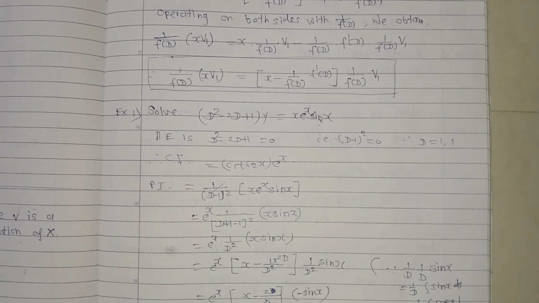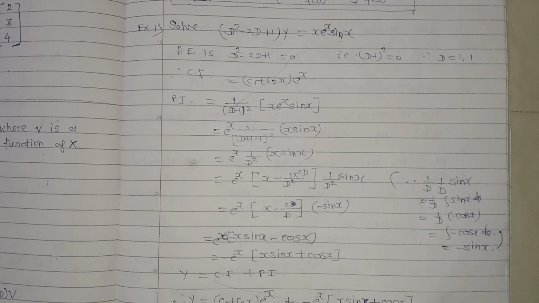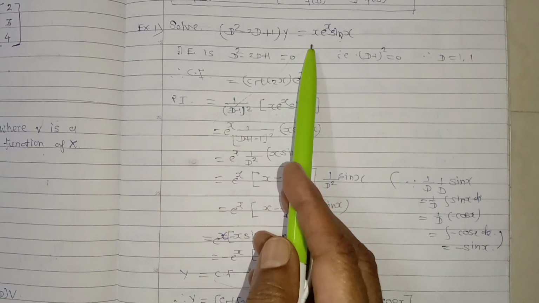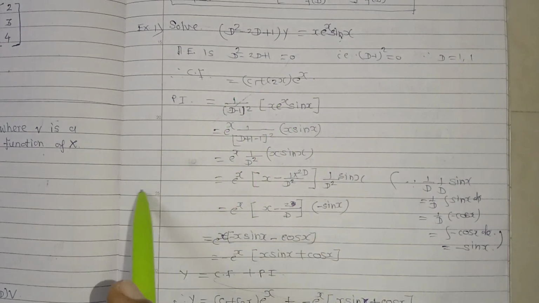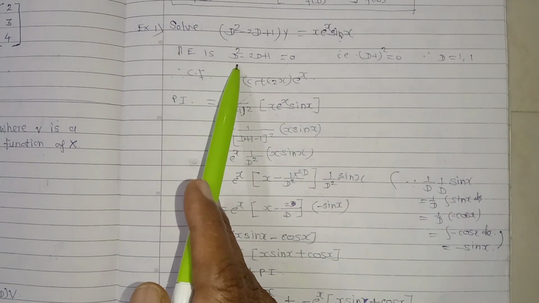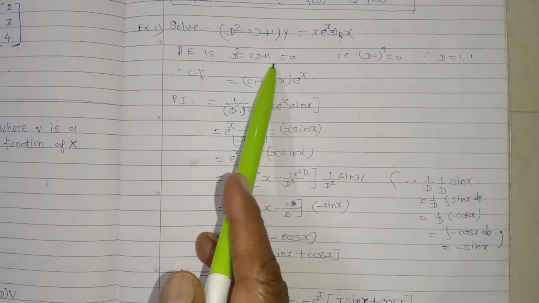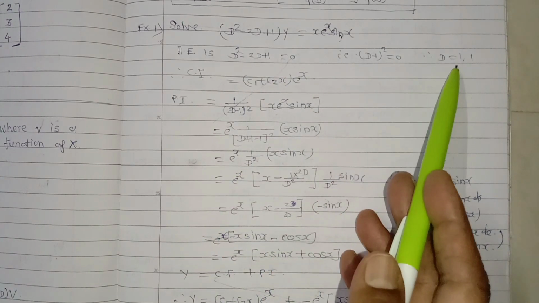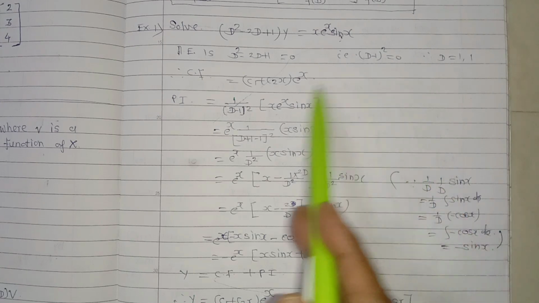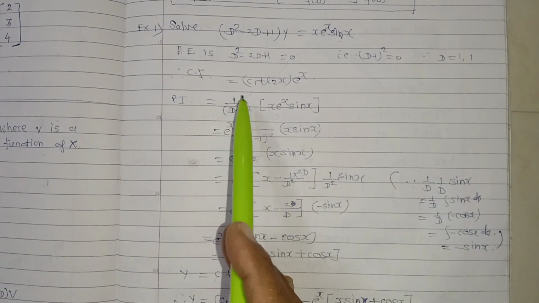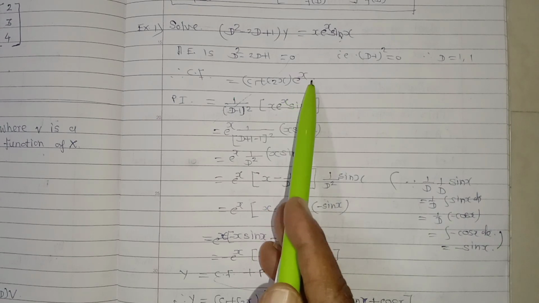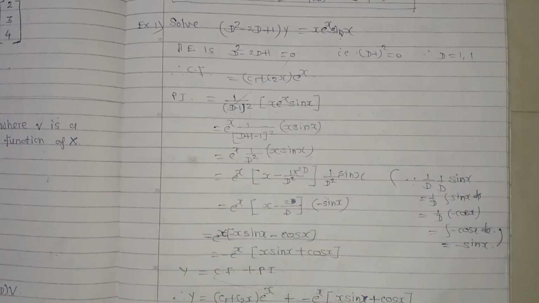Then we consider one example, that is D square minus 2D plus 1 in bracket into y equal to x e raised to x sin x. Here we take the auxiliary equation as D square minus 2D plus 1 equal to 0, that is (D minus 1) bracket square equal to 0. So we get factors as 1, 1, which are repeated. So we get the complementary function as c1 plus c2 x in bracket complete into e raised to x. Then we consider the particular integral.